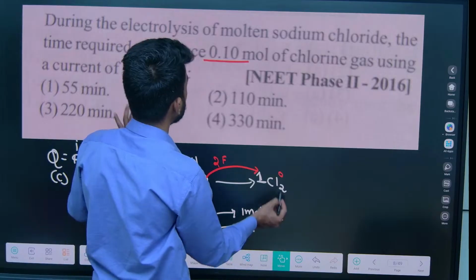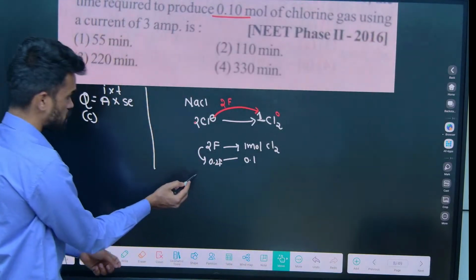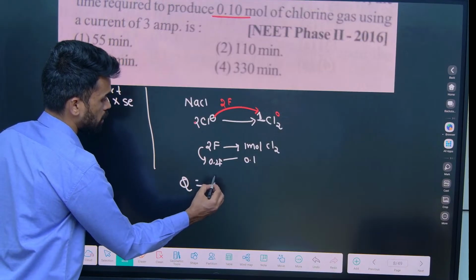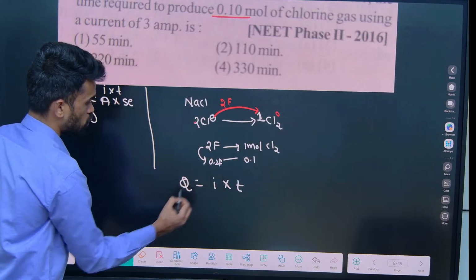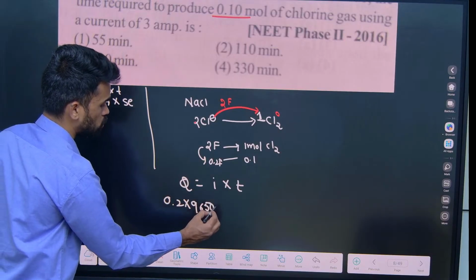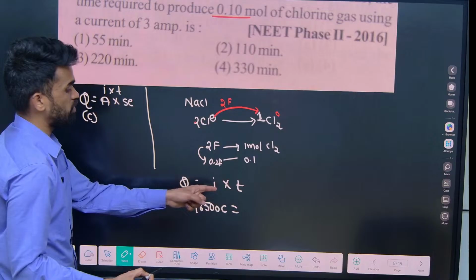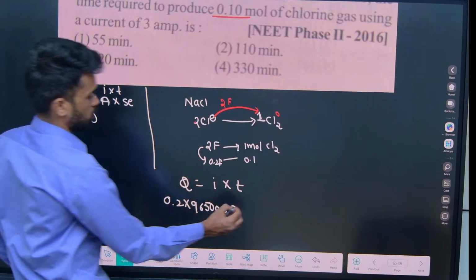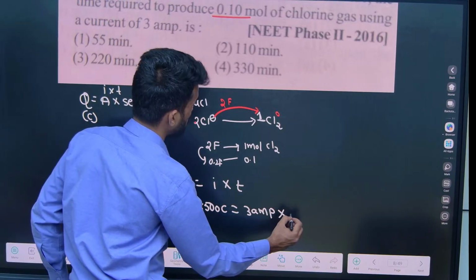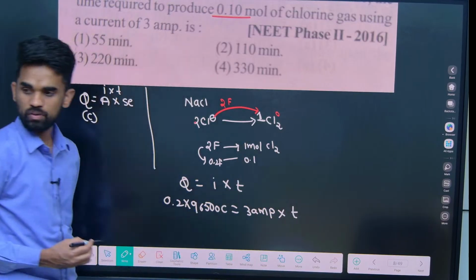So this is the relation first. Now what is the charge we got? 0.2 Faraday. So charge equals I into T, we know. So charge is how much? 0.2 into Faraday, 96500 coulomb. Now what is the I value mentioned? 3 amperes. So we need to find time.